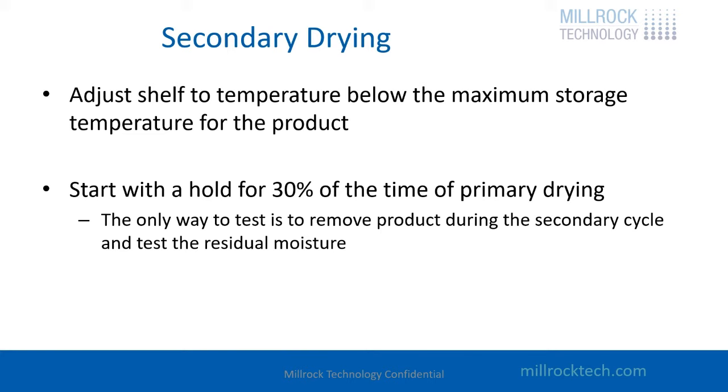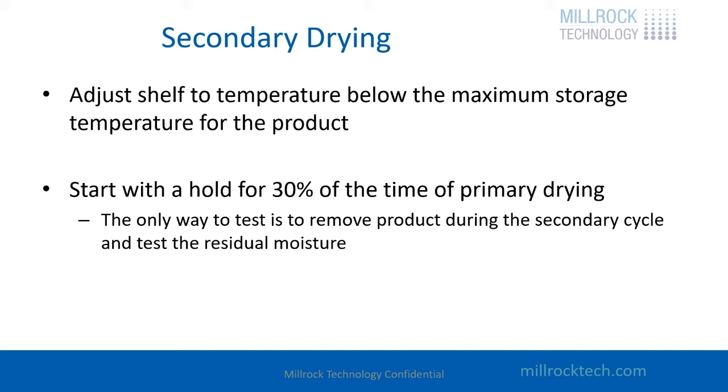Once primary drying is done, we can go into secondary drying. In secondary drying, you simply adjust the shelf temperature to below the maximum storage temperature for the product. So if your product denatures at 30 degrees, you do not want your shelf above 30 degrees. In a lot of collagen or tissue applications, you might be able to go 40 or even more degrees higher in temperature. Typically, the first question people ask is, how long is secondary drying? A rough rule of thumb is 30% of the time for primary drying. So if you have an 8-hour primary drying cycle, it's 2 hours or so.